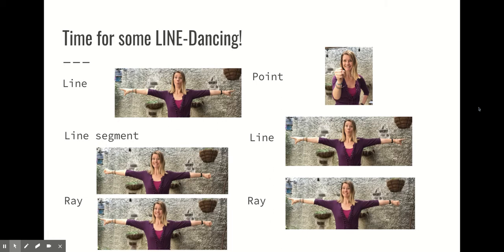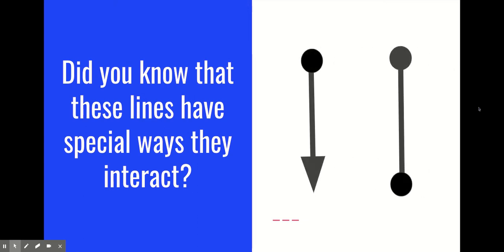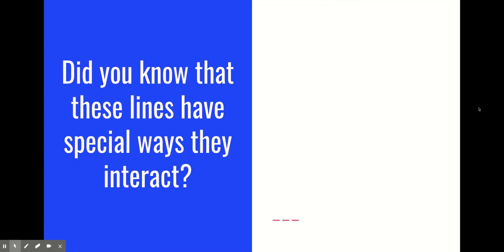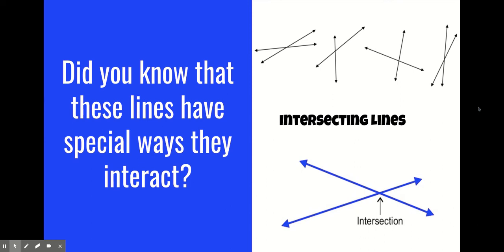Excellent dancing. Now, did you know that these lines have special ways they interact? This does not mean they're friends and they're talking to each other. It means there are different ways that the lines can work together. So, for example, intersecting lines are lines that cross over each other.